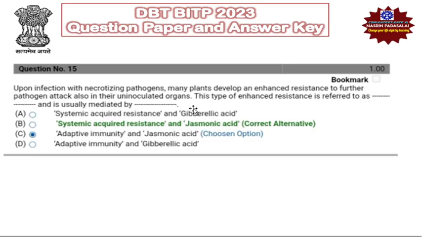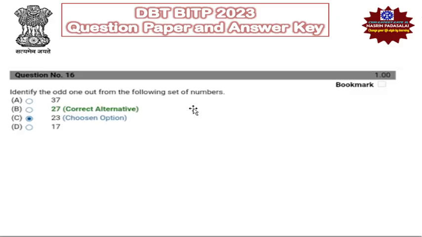So both jasmonic acid and salicylic acid are involved in plant defense mechanism. Next is, identify the odd one out of the following set of numbers. The correct answer for this question is 27, but according to me, 23 is the correct answer. So if you have some other answer, or if you are stating 27 is the correct answer, please do tell me how you are stating 27 is the correct answer. Okay, I don't know how to solve that number, that's the reason.